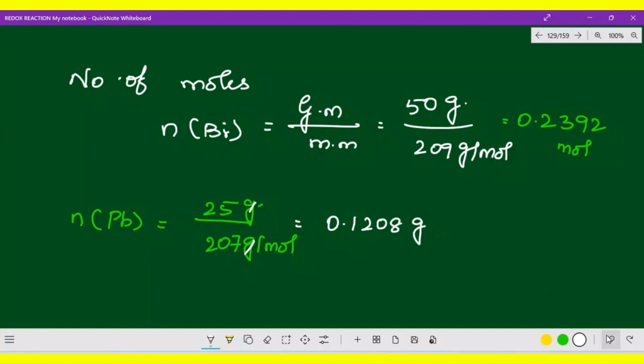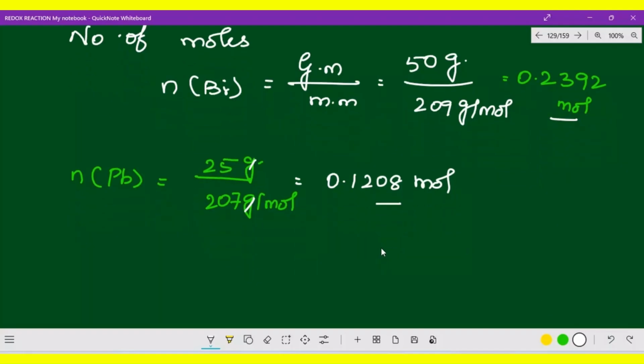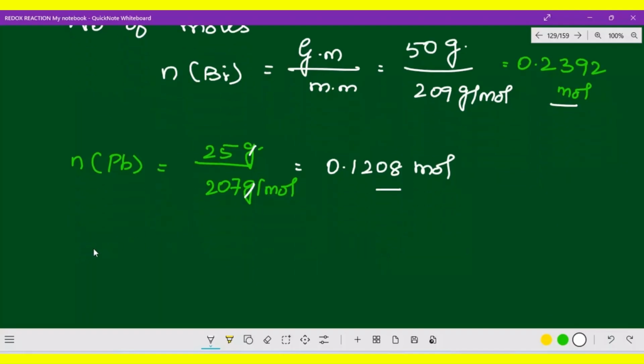0.1208. This is mole, right? Bismuth one and lead and tin. That is what they are asking. So we need that one for mole fraction. Number of moles of lead tin, Sn. This is 12.5 divided by 119 gram per mole. So this is gram.